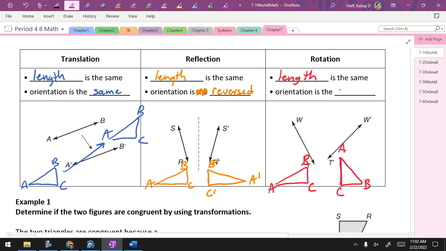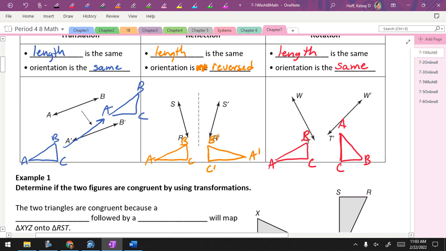On a rotation, orientation is the same. So length never changes. The length, the width, the height, which we're not really dealing with height, but your dimensions don't change. The order of your letters on a reflection are going to be different. And that's when we talked about labeling is so, so, so important.